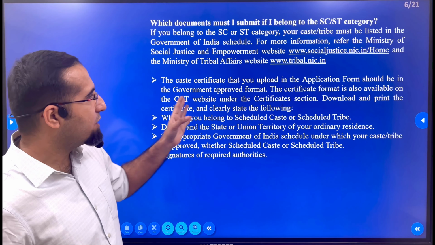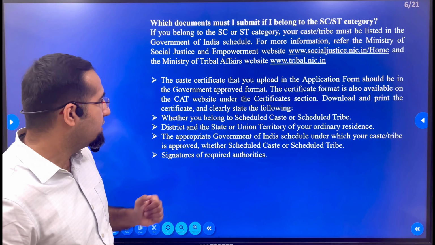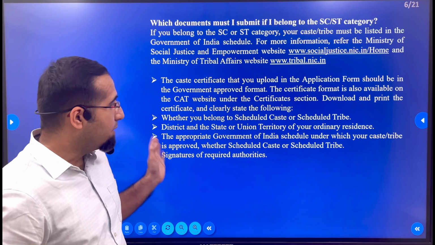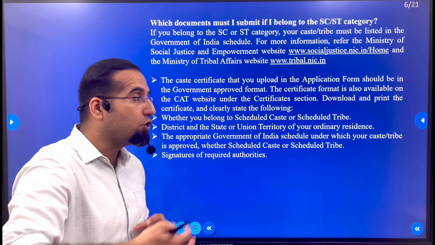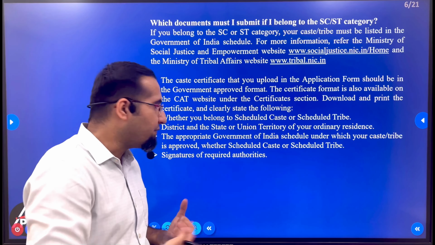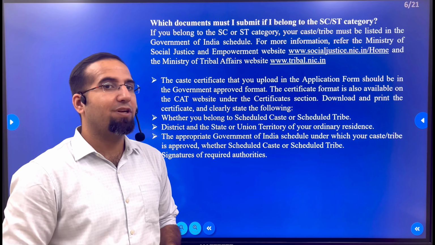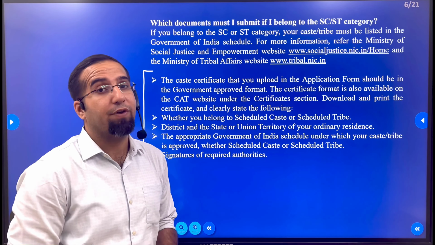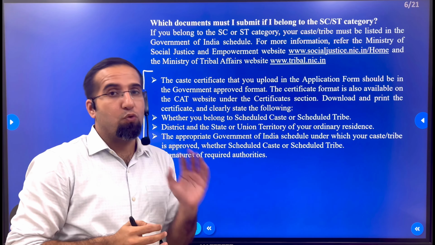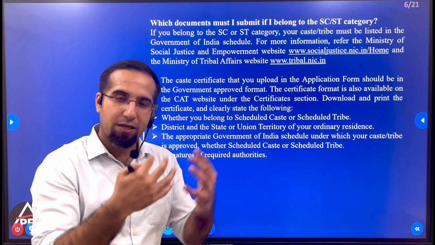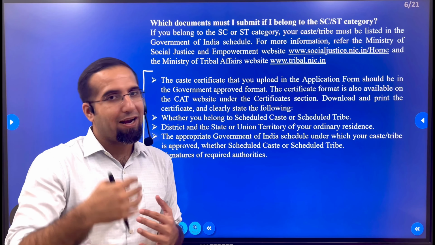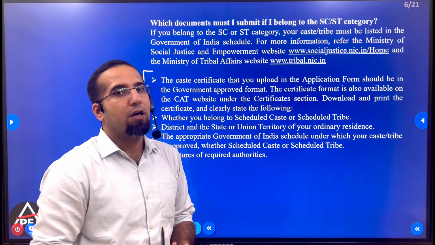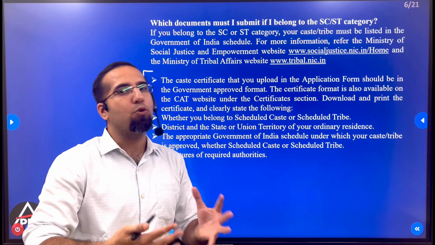Now, whether you belong to SC or ST tribe should be mentioned in the certificate, the district or the state or the union territory of your residence. Clear? The appropriate Government of India schedule under which your caste has been classified, and then the signature of the required authority. It's very important for us to understand these all things are mentioned in our certificate. So please get your certificate ready. You want a pro forma, go to the IIM's website, the home page, go to the bottom of that, you will see a lot of pro formas available. So please ensure that you are going ahead and getting the required certificate, and then you start filling the CAT form.